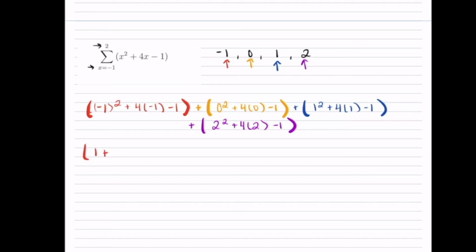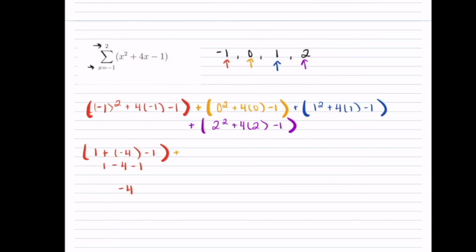4 times negative 1 is negative 4 minus 1. I'm going to simplify that even more to 1 minus 4 minus 1. 1 minus 4 is negative 3, minus 1 is negative 4. So there's our first term.